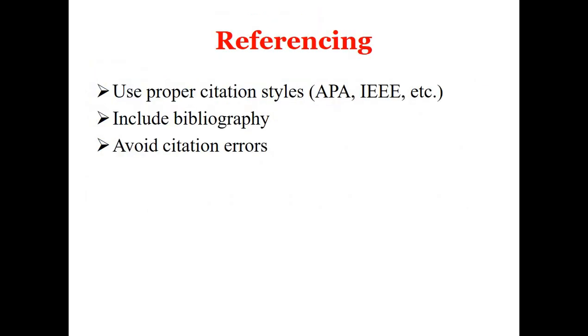Referencing. Use proper citation. In a paper, as per the journal requirement, we have to put the citations. Include bibliography: we put the proper bibliography of the authors. Avoid citation errors. We need to put the references concisely and precisely, so we have to avoid citation errors.